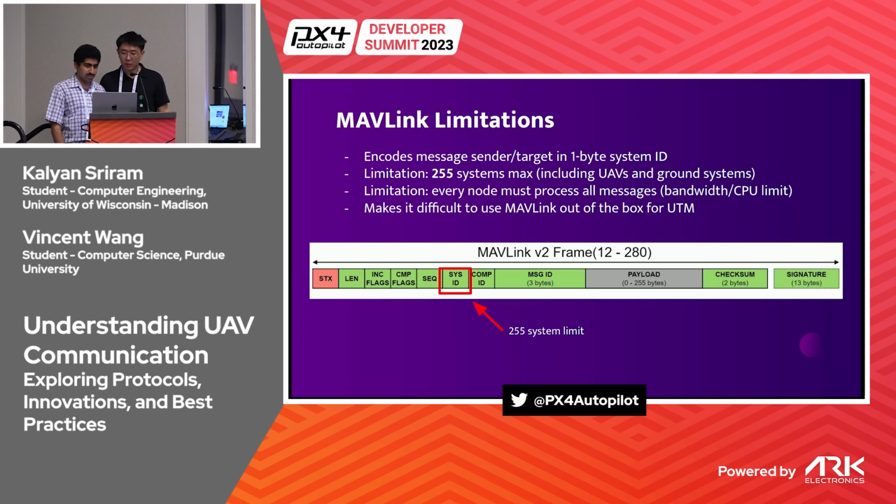Well, large-scale UTM systems may be where MAVLink starts running into limits. It has one major issue. The system ID used to identify drones on a network is 1 byte, which makes it really hard to scale this up to a lot of drones. Every node must also process each MAVLink message to see if it's a recipient, which makes it harder to scale up.